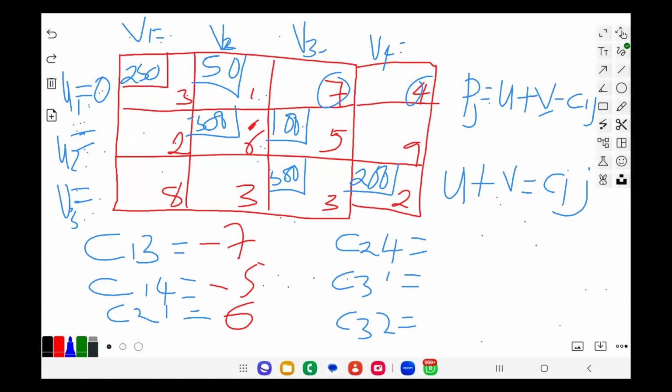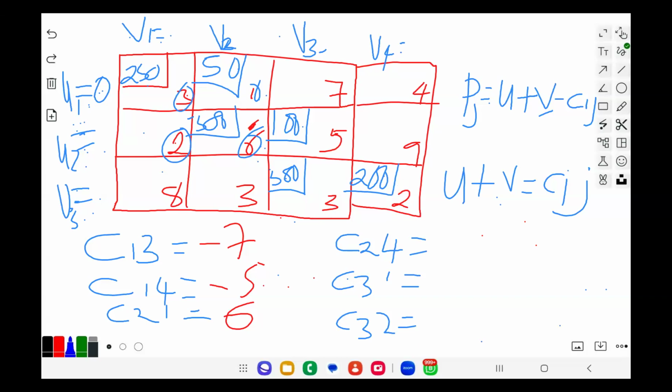But this time around, we are just concentrating on the allocated cells, these cells which have allocations. You got it? That's what we are doing this time around. We are looking at these cells which are allocated. So these numbers which are allocated, 3, 1, 2, 6, 3, and 2, these are your Cij. That's what we said. I hope you are following now.